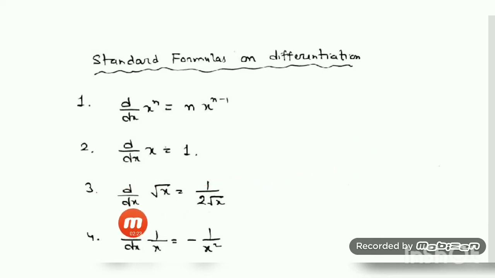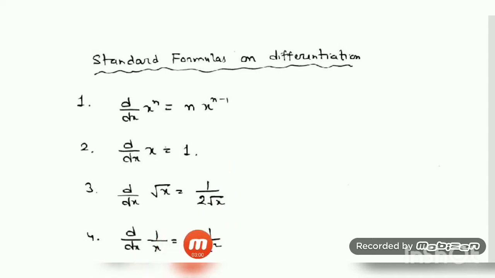Now go to number 3. d/dx of root x equal to 1 by 2 root x. You see, root x means the power of x is half, which is a constant. So this is also derived from here. Let me tell you how. x to the power half is root x. So half will come as a product: half into x to the power half minus 1, so half into x to the power minus half. If I write x to the power minus half in the denominator, it becomes 1 by 2 into x to the power half, and x to the power half is equal to root x. So the formula is 1 by 2 root x.